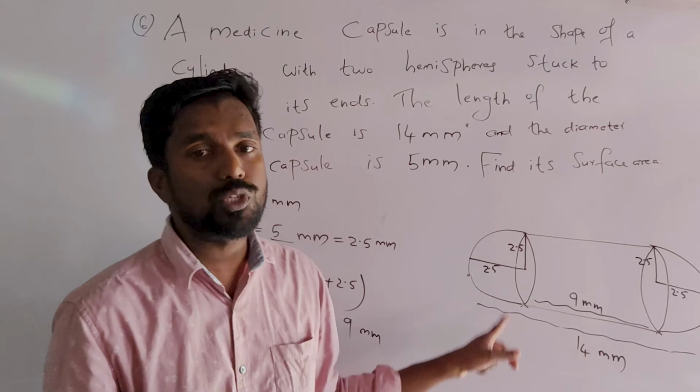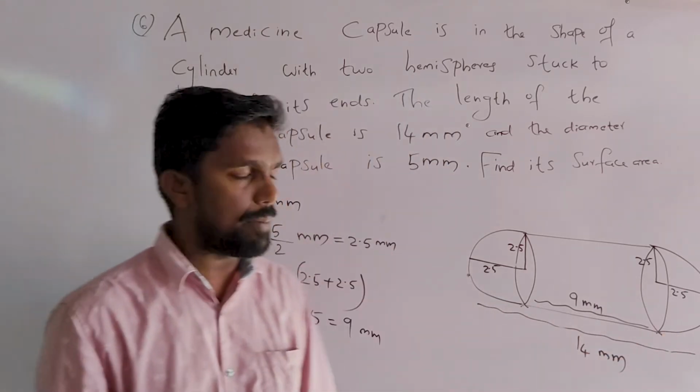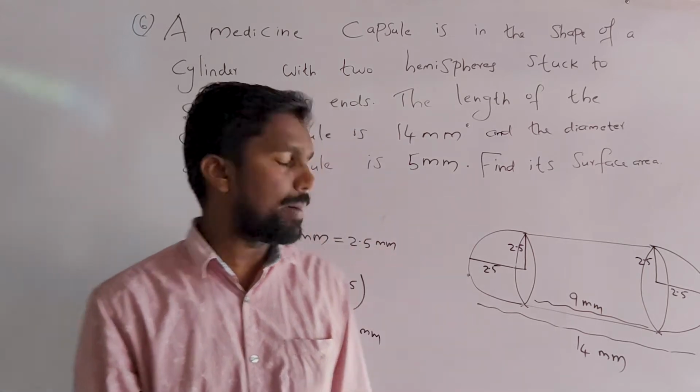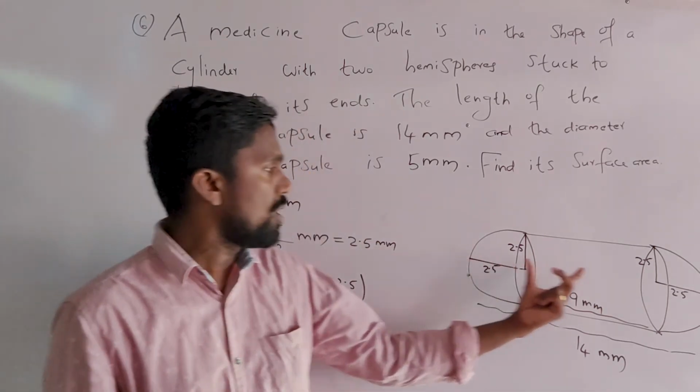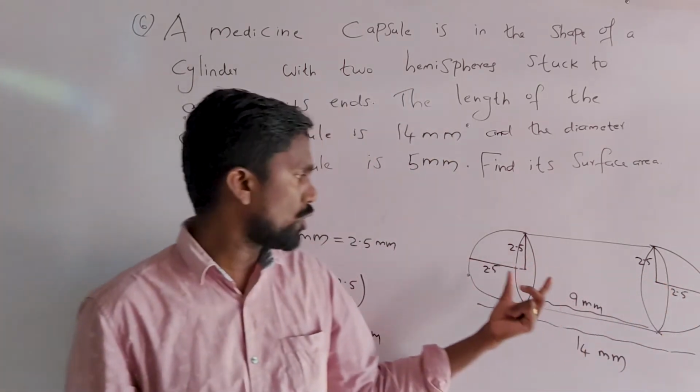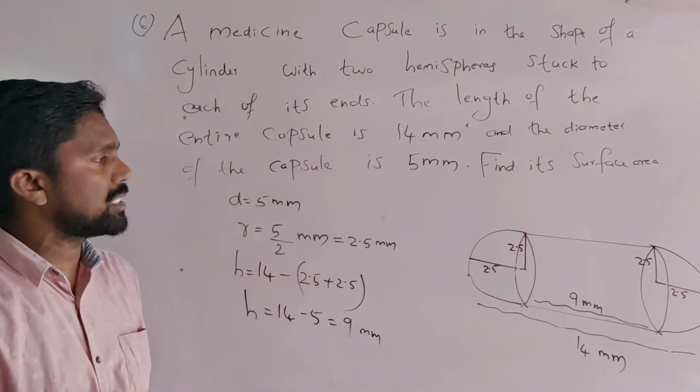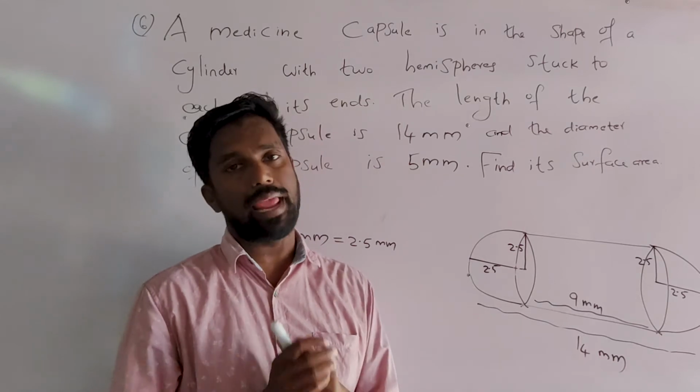Total length of the capsule is 14 mm. This is 2.5, this is 2.5. So 2.5 plus 2.5 is 5. 14 minus 5 is equal to 9 mm.